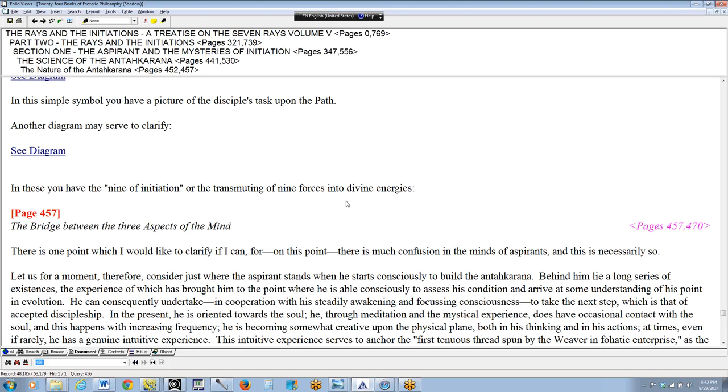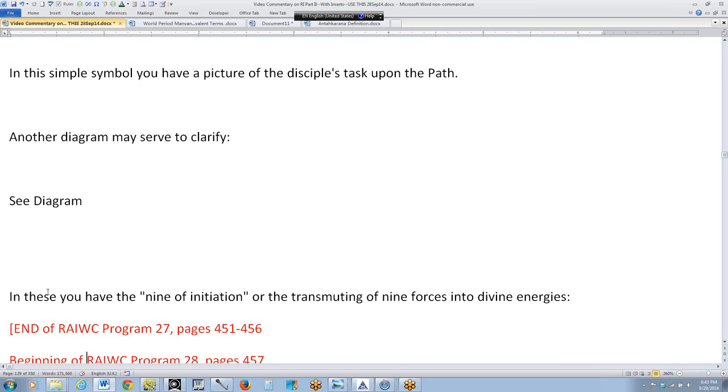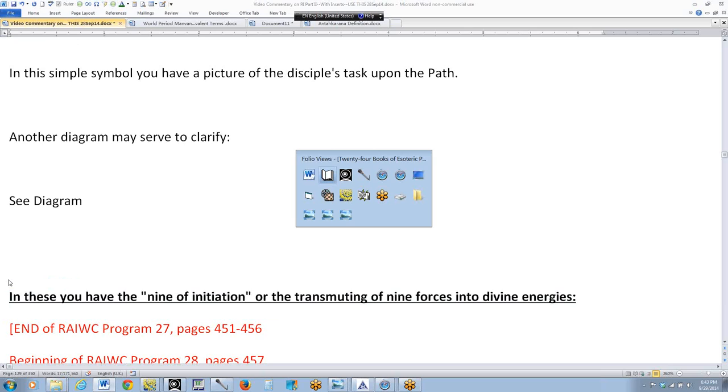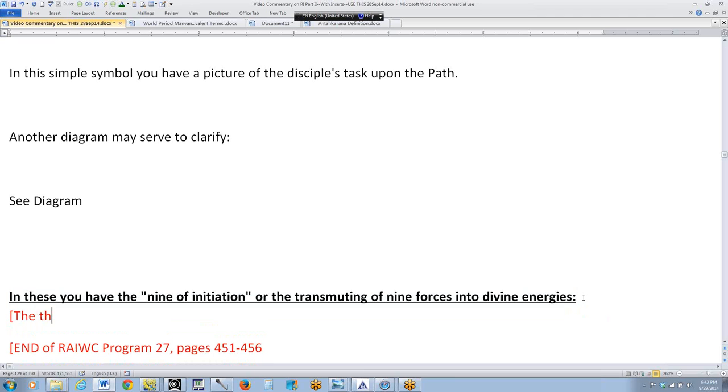In these you have the 9 initiations, or the transmuting of the forces into divine energies. 9 initiations. Okay, so I think what it says to me about the 9 initiations is this, that the triple aspect of the monad is involved in consummating the 9 initiations. So we have 7, 8, and 9, and well, the 6th initiation may begin with the monad in general, and the 7th and 8th involve monadic aspects. Maybe 7, 8, and 9, will, wisdom, and activity, the consummation of the 9th initiation.